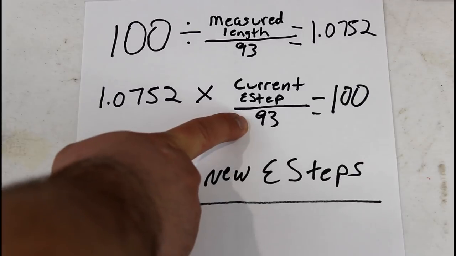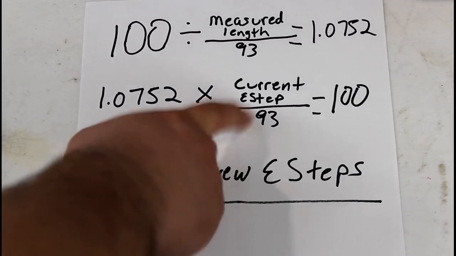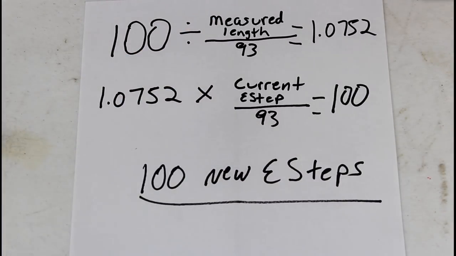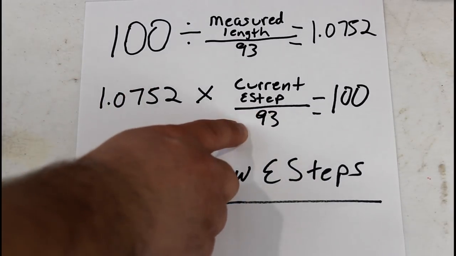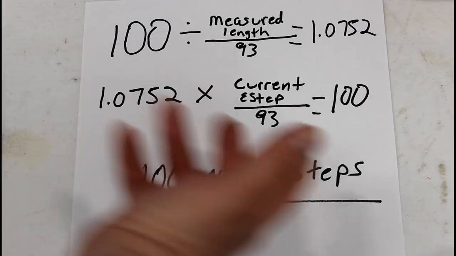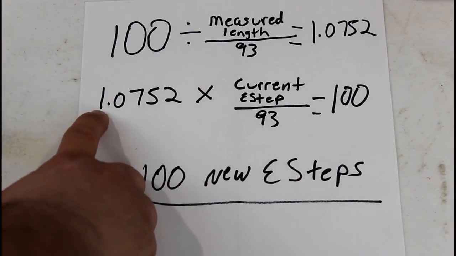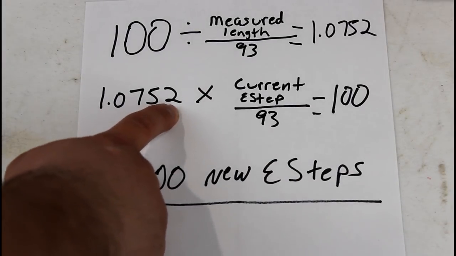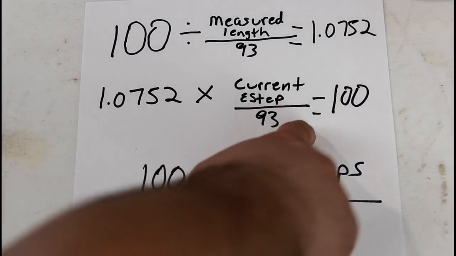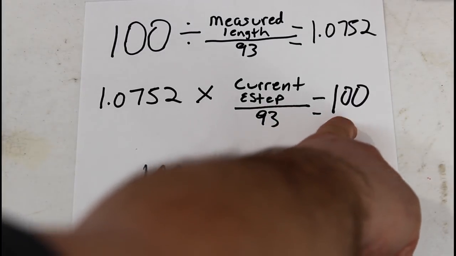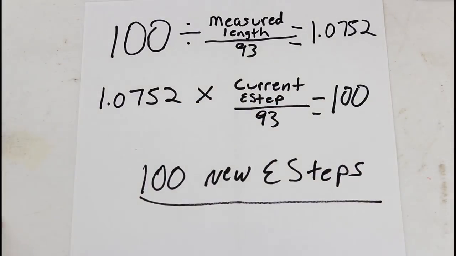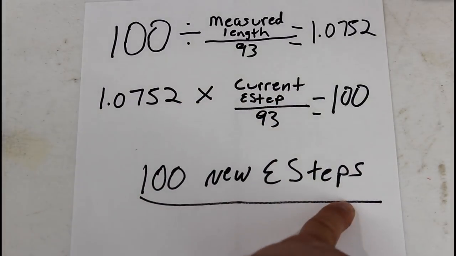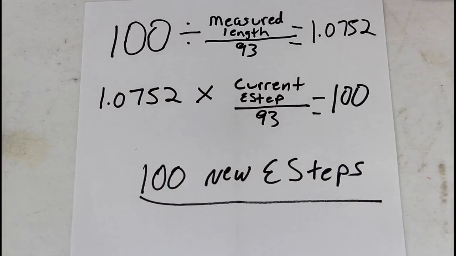Now, 93 is the default E-step for my Ender 3 and other Creality devices. If you've changed this in the past, you're going to change this number to whatever your current E-step is. In my case, it's 93. So we take 1.0752 times 93, and that gives us 100. So this right here, 100, should be your new E-step. So we're going to put that right there. 100 is the new E-step.